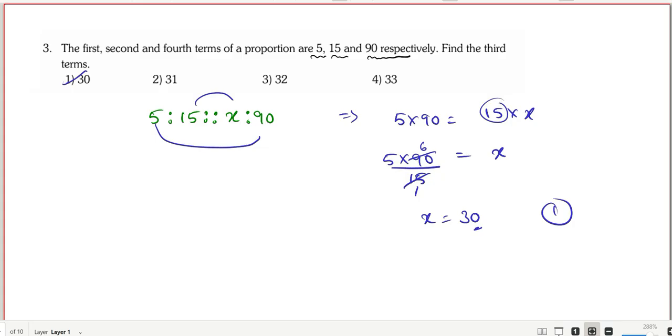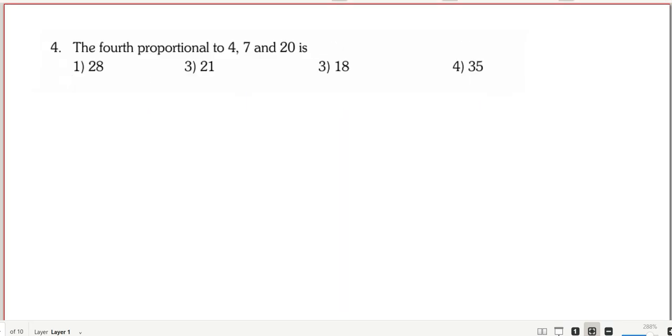Now, let us see the next question. Find the fourth proportional of 4, 7, and 20. Here, we know the first, second, and third proportionals. The fourth proportional we don't know. Let the fourth proportional be x. So 4 is to 7 as the third proportional, 20, is to the fourth proportional, which we suppose as x.